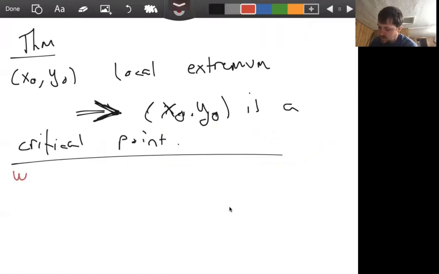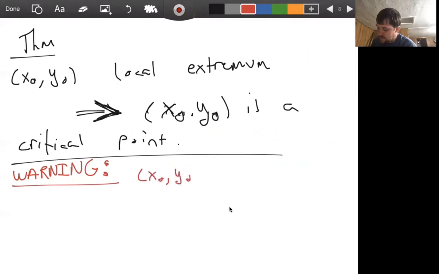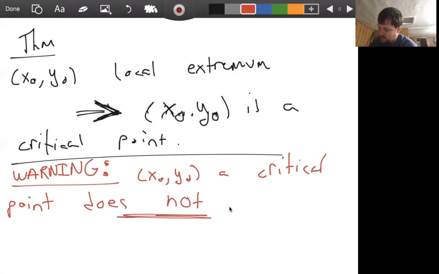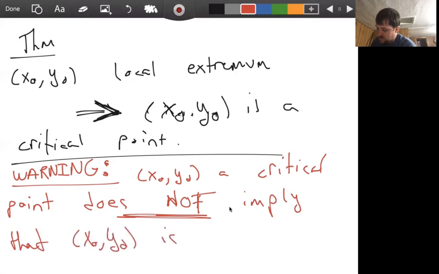So, warning. This does not say the converse. The converse may not be true. X naught, Y naught being a critical point does not imply that X naught, Y naught is a local extremum.